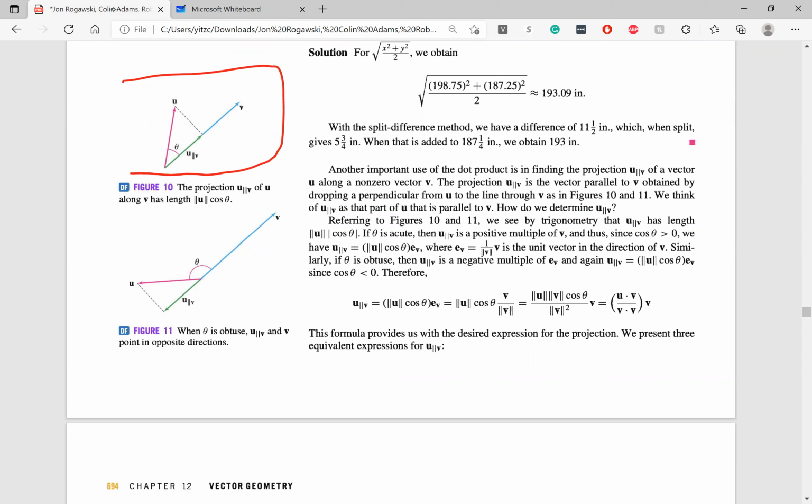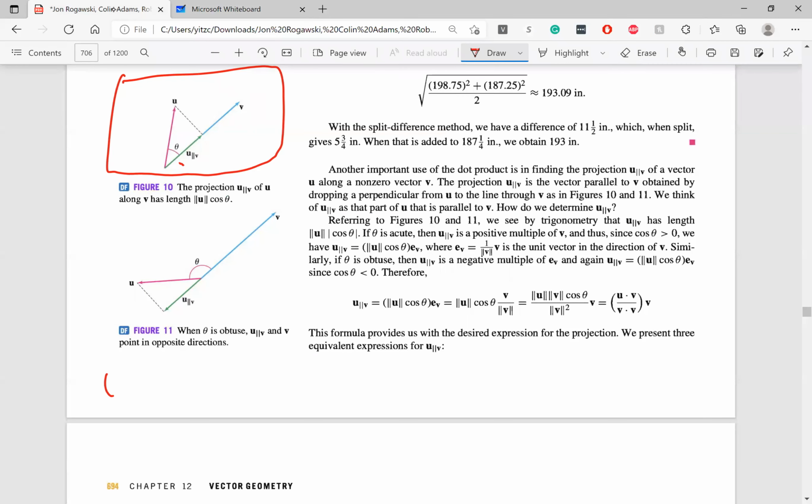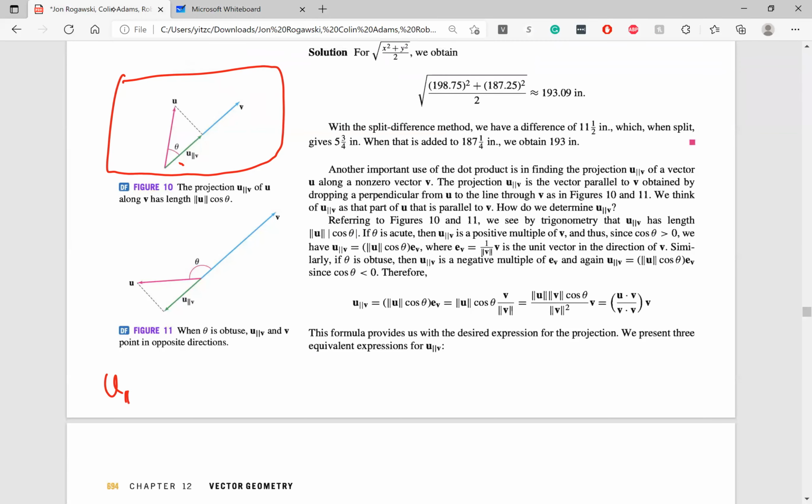And that's right here in this picture. You have a vector v, you have a vector u. We will call the projection of u onto v, u with two lines v. People use different notations, project or whatever, but here we're going to do u with two lines v. And that means u projected down onto v. So that's this over here, u projected onto v.